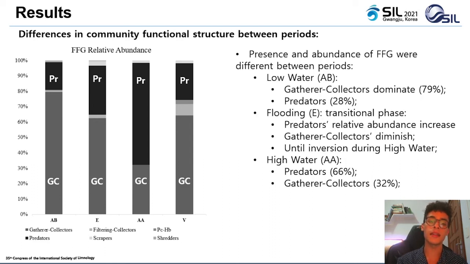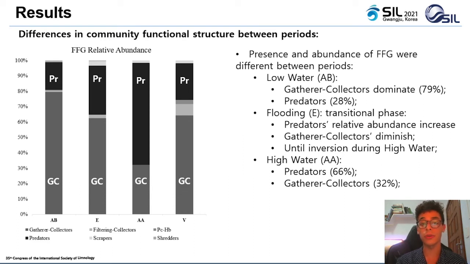The presence and abundance of different functional feeding groups were sensibly different between hydrological periods. During low water period, gatherer-collectors are a majority. They represent 79% of the community, while the predators represent 28% of it.